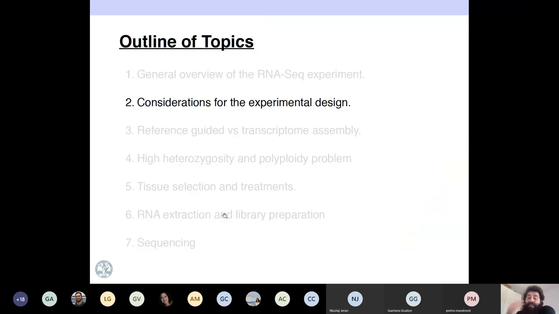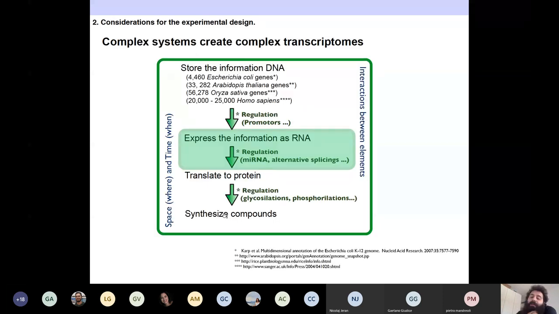Okay, so that is the general overview. Let's go to considerations for experimental design. And the first is, you need to be really conscious about the complexity of biological systems. So complex systems create complex transcriptomes. That can look like a sentence that you could have on a mug in your lab. Complex systems create complex transcriptomes and give headaches. That would be the subtitle for that mug.